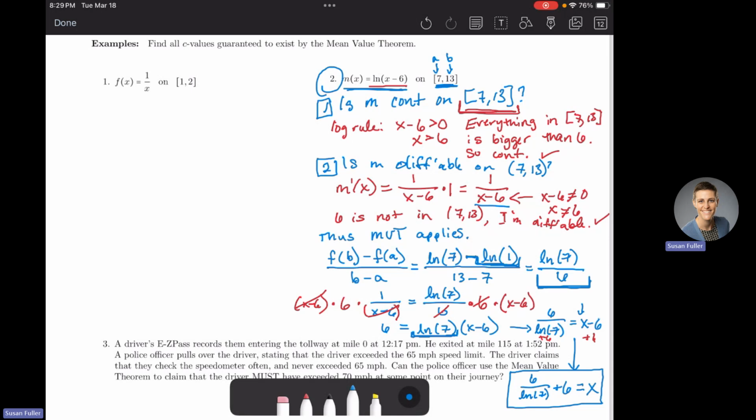Okay, so that is the mean value theorem start to finish. Check your boxes, find your average rate of change, and then set your derivative equal to that average rate of change and fight through the algebra to solve it out.